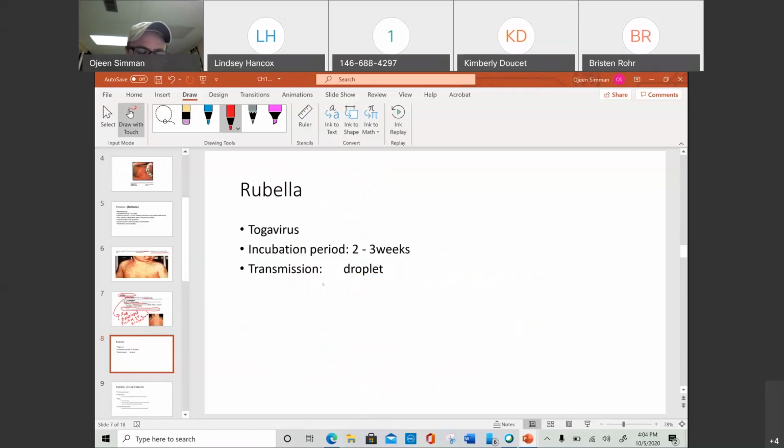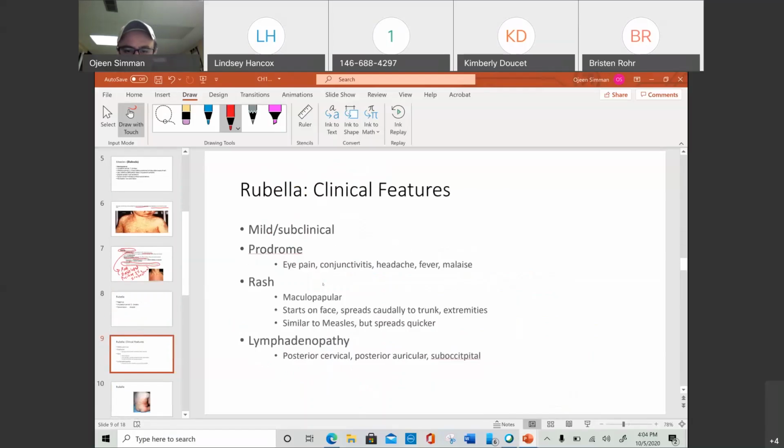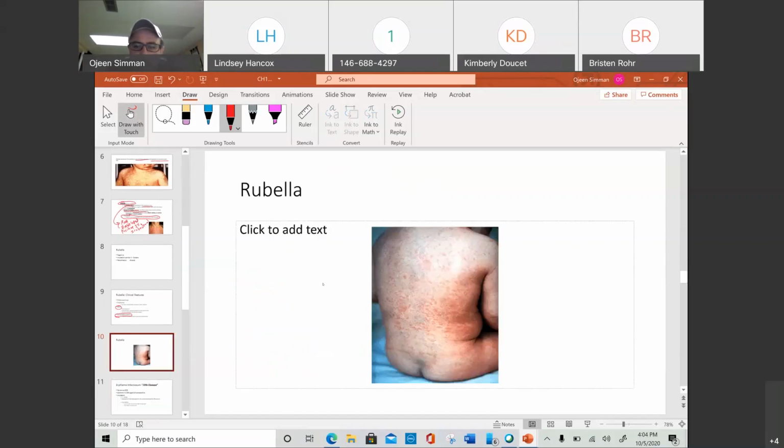Remember, mode of transmission is respiratory droplets. The presentation, I told you guys about the presentation. Pay attention to lymphadenopathy, the rash, plus the fever, high fever. This is the rash, the rubella rash, starting all over. It's all over.